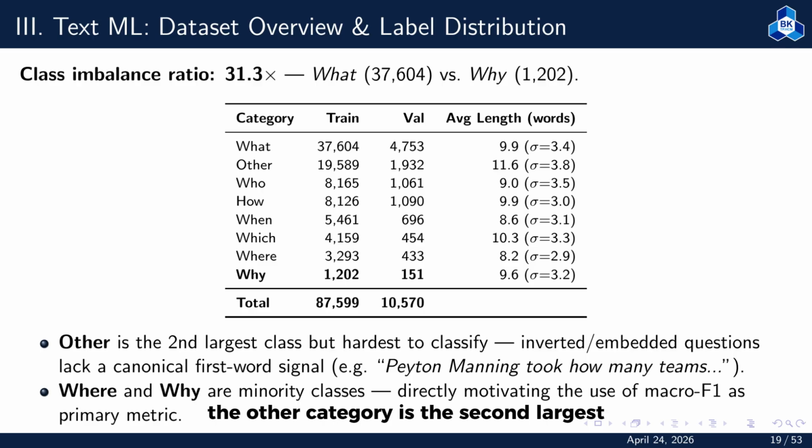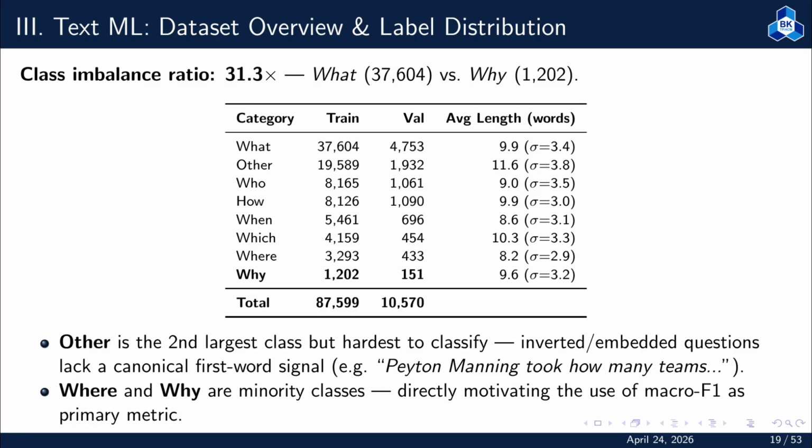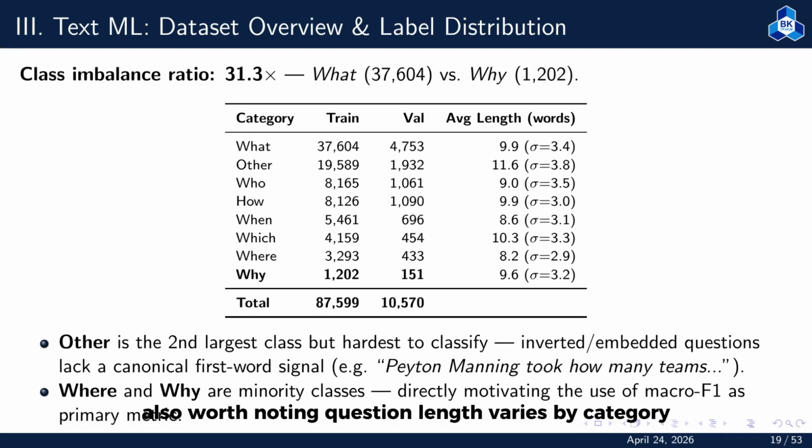The other category is the second largest but will turn out to be the hardest to classify, and I'll explain why shortly. Also worth noting, question length varies by category. Other questions are the longest at 11.6 words on average, while where questions are the shortest at 8.2 words. This is because other contains inverted questions where the question word appears in the middle of the sentence, not at the start.